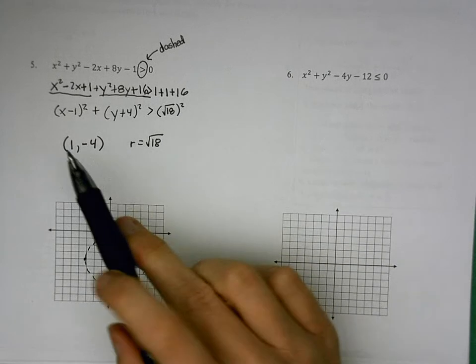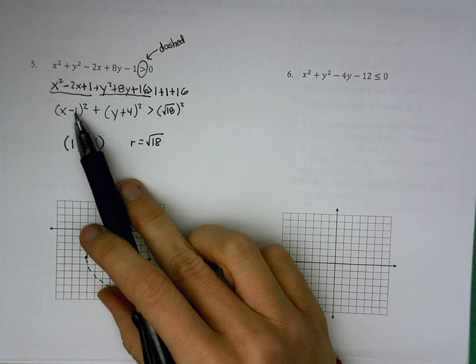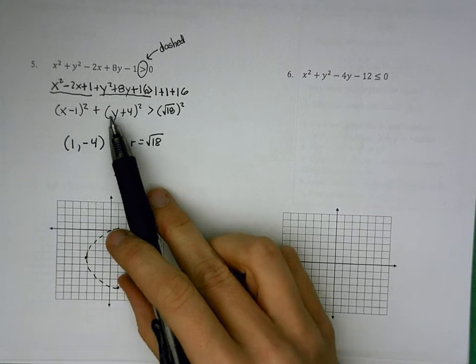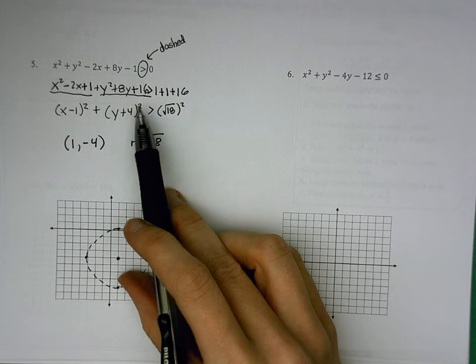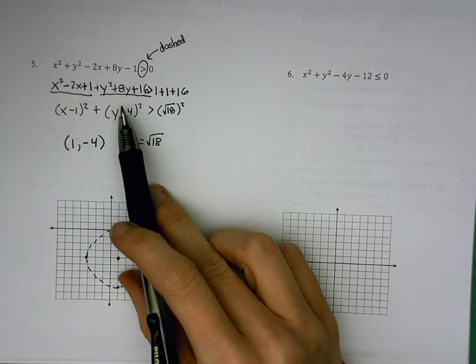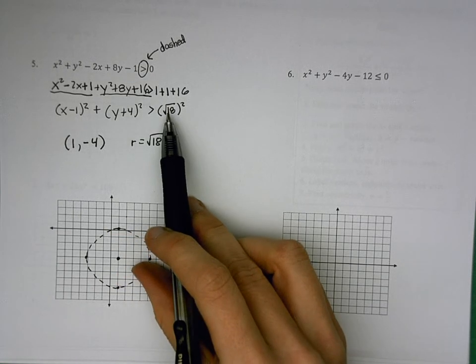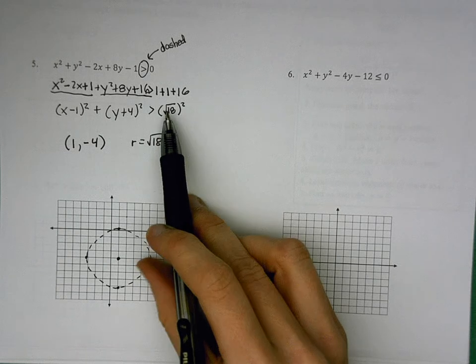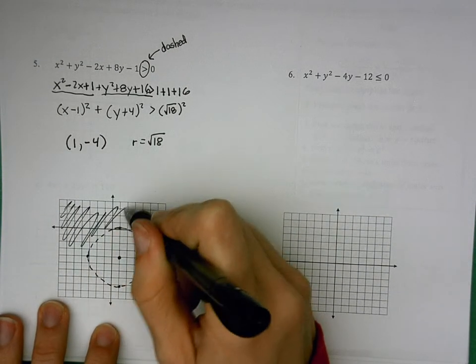So in this case, if I plug (2, 2) in, I get 2 minus 1, which is 1, squared is 1. 2 plus 4 is 6, squared is 36. 1 plus 36 is 37. Is 37 greater than 18? Yes, it is. And so that tells me that all of this region out here where (2, 2) is located.